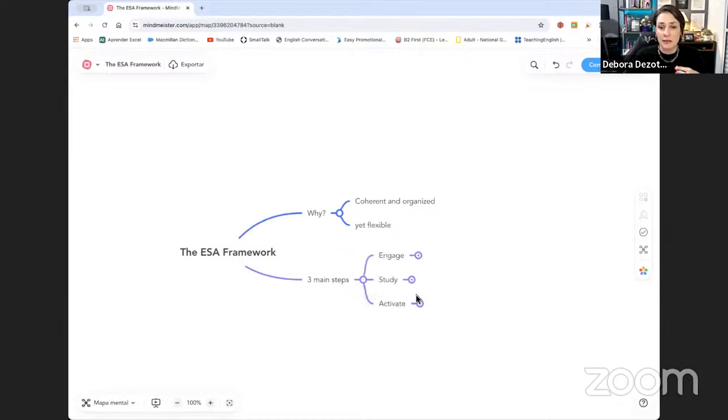So the first main step that we have, as I mentioned before, engage, study, and activate. The first one, the engage phase. What does the engage phase do? Exactly what it says. It's supposed to engage your students. It's supposed to have your students involved in the lesson, motivated to learn. The engage phase is the part in which we lower the emotional filter of our students.